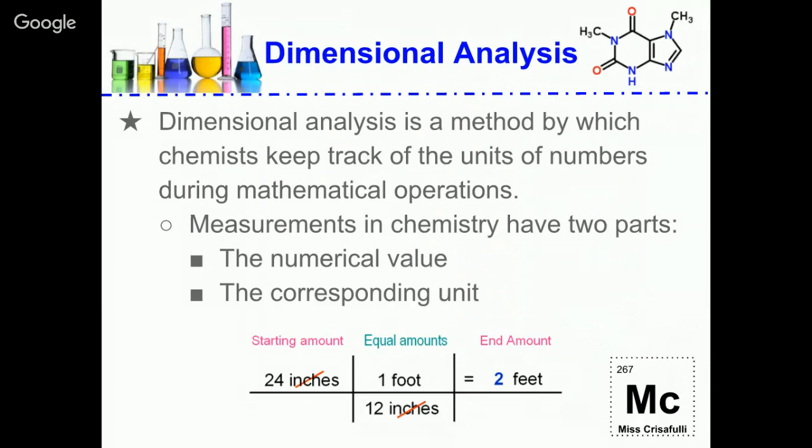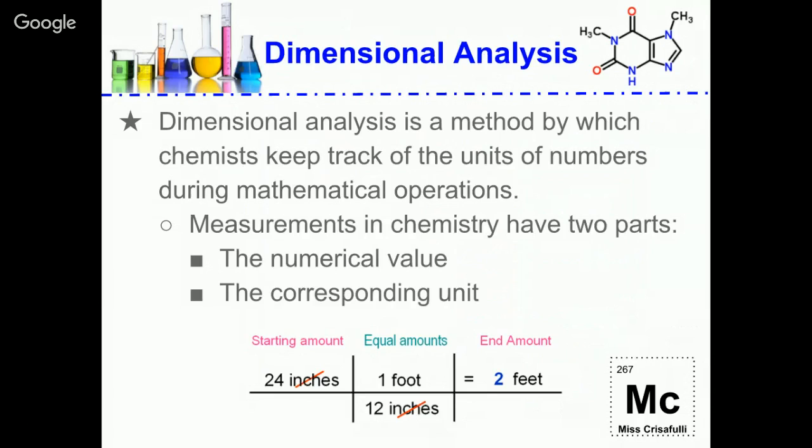So always you're going to be given something. This is a one-step problem on the bottom, so you're only going to have one of the equals amount sections. So you always go with your starting amount. Your equal amount is going to be that conversion factor, that ratio, that constant that you know. So in this case, we know that 1 foot has 12 inches in it. And then you're going to arrange it so that you started off with inches. You want inches to cancel. That's why 1 foot's going to be on the top and 12 inches is going to be on the bottom.